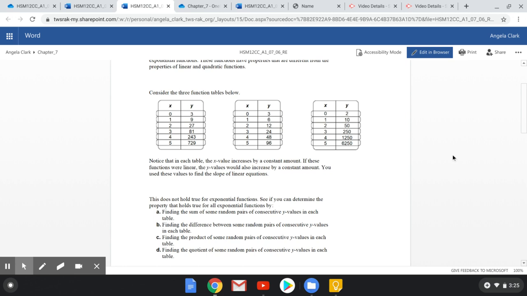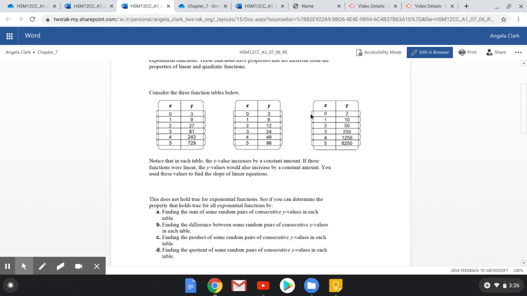Okay, so continuing on with 7-6, here I want to look at how we can make an equation for an exponential from a table. I've talked about how we can tell if something is exponential from a table. I also want to talk about how we can make an equation from a table. So I'm going to be using this table here in this example.